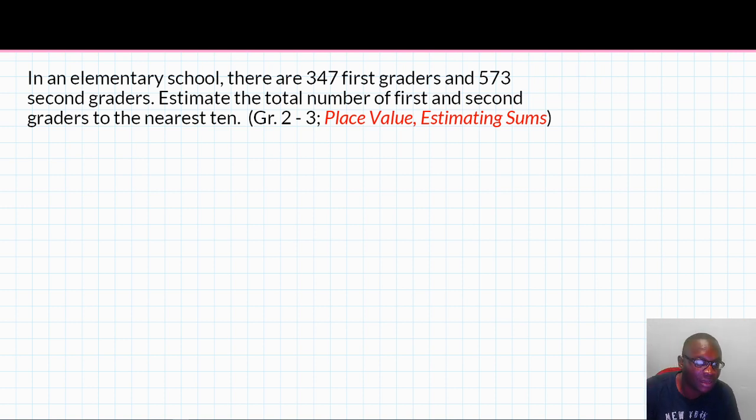Okay, let's go ahead and start with this question here. In an elementary school, there are 347 first graders and 573 second graders. Estimate the total number of first and second graders to the nearest 10. Okay, I see. Thank you, Jaden, for your answer. I see also Simi has responded, so thank you all for responding.